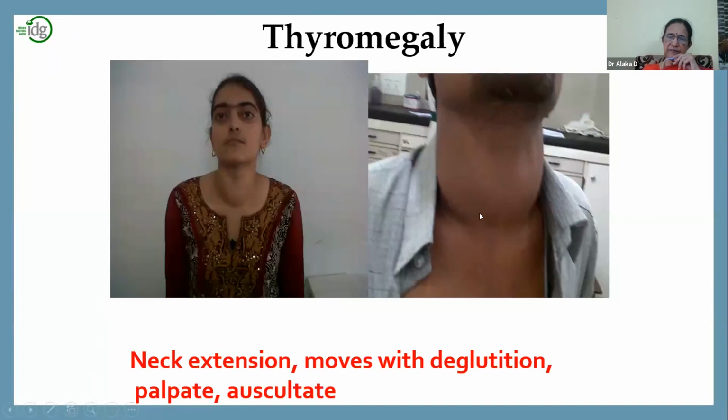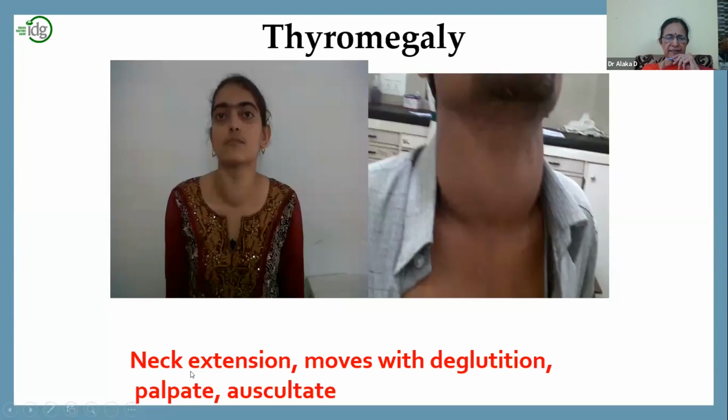To further confirm this, we ask the patient to swallow. So when he does this act of deglutition, this swelling will move with deglutition. If it is obesity or if it is only fat here, it will not move with deglutition. So you distinctly see a thyromegaly in the region of the thyroid, which moves with deglutition.